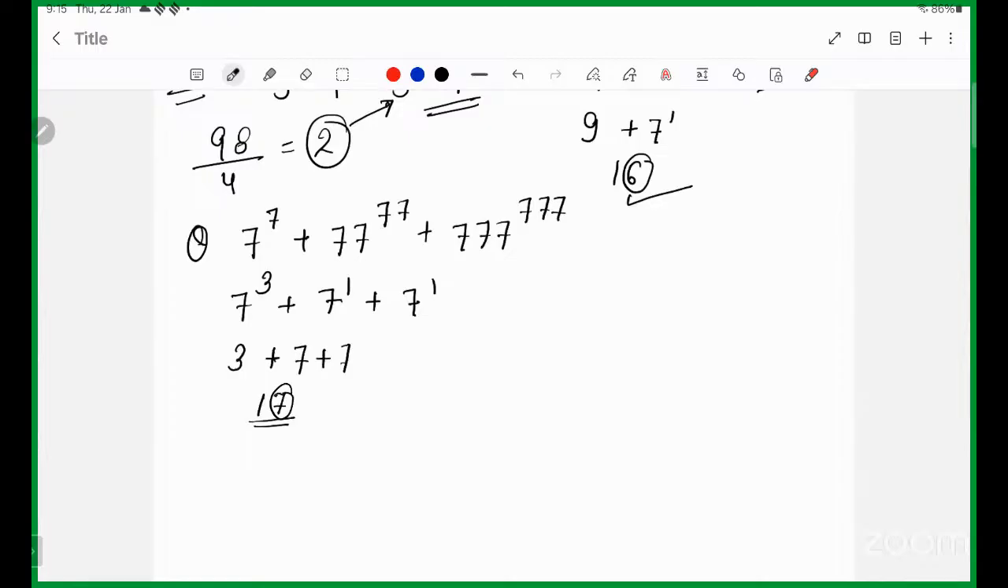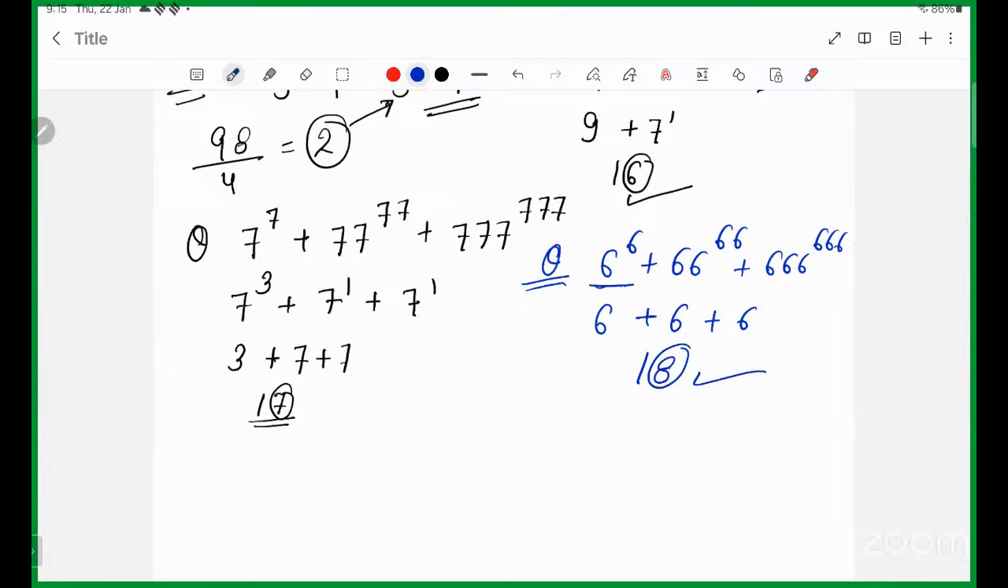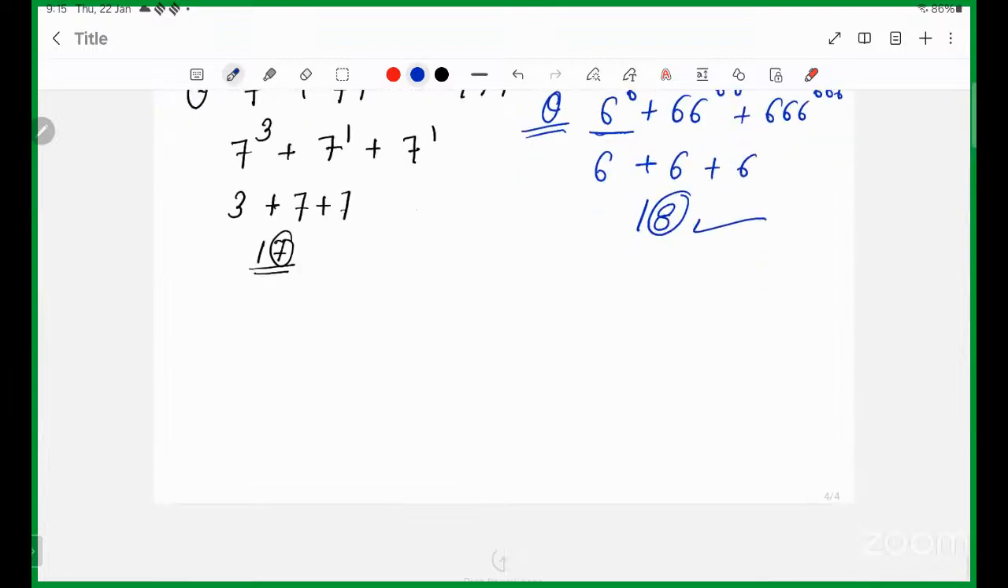Okay. We'll do it for this question. 6 raised to power 6 plus 66 raised to power 66 plus 666 raised to power 666. Unit digit of 6 is always 6, whether it is even power or odd power. So it will be 6 plus 6 plus 6. It will be 18. So answer will be 8. Understood?